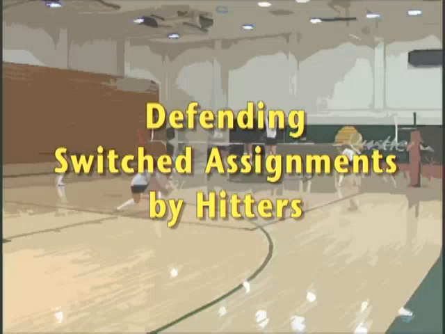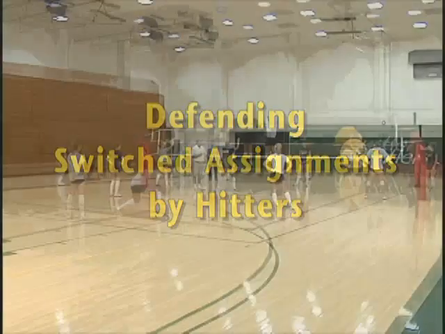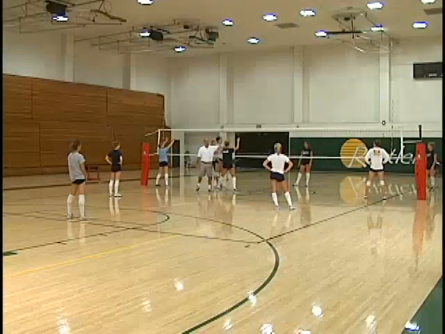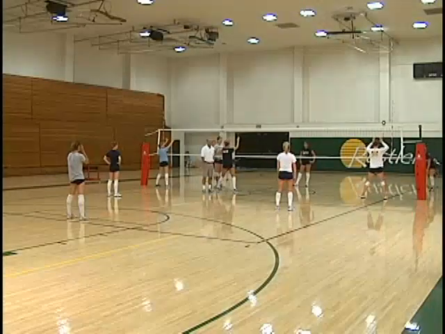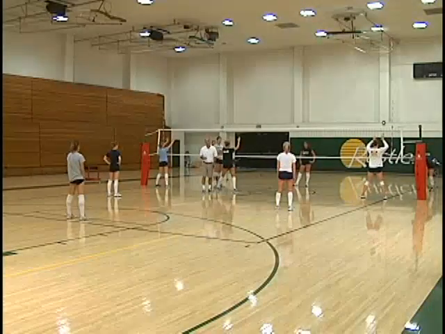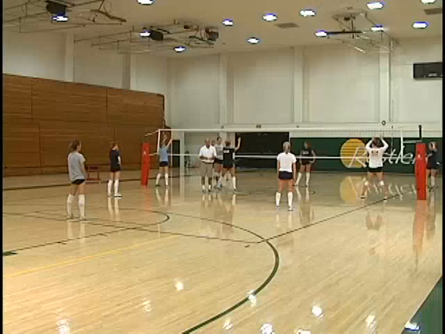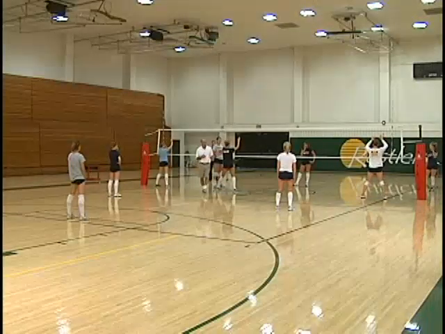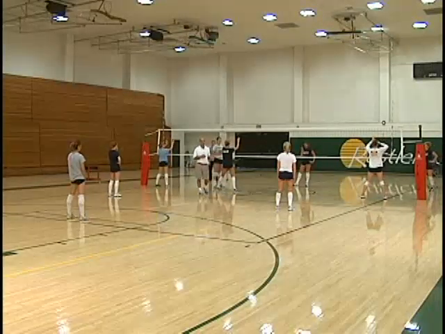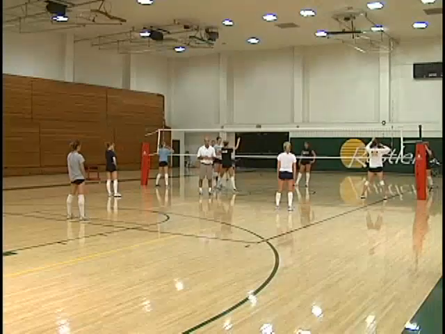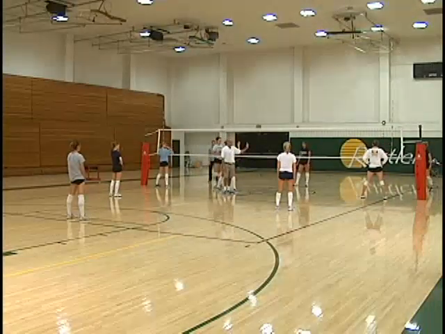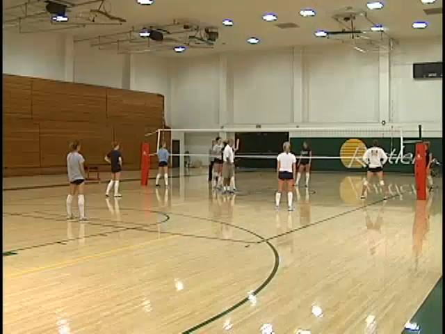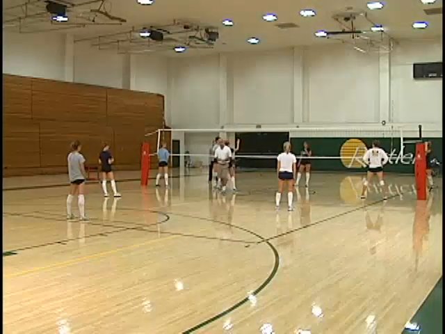Okay, we're in our basic positioning on defense. We have three hitters. Our right side starts on the antenna. Our middle starts on the setter with the middle hitter. And our left side starts with the right side hitter. Every player has a primary assignment of a hitter. That's their primary hitter. When the ball's set outside, our middle will try to go help. When it's back set, she would go to the left trying to help.